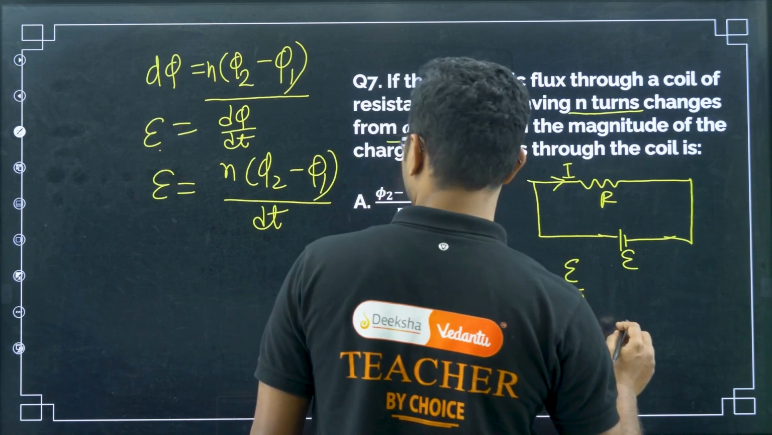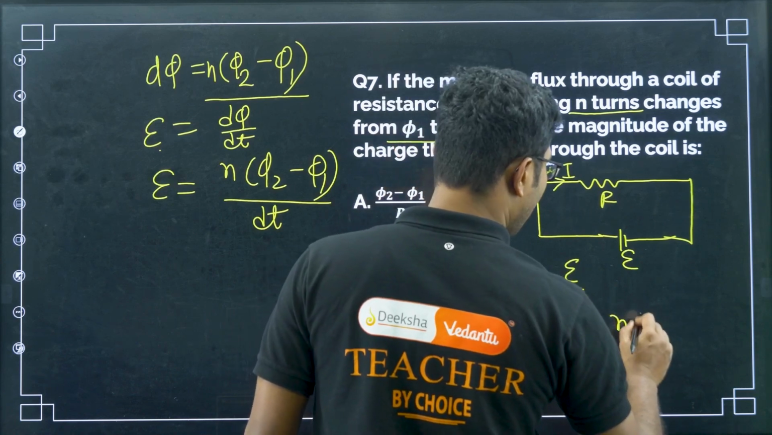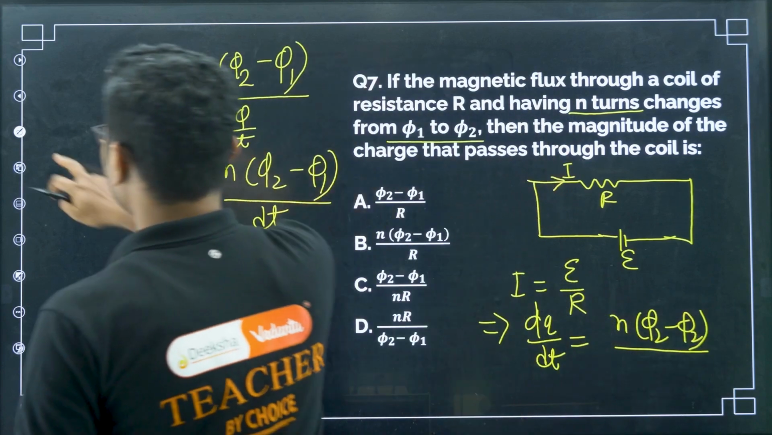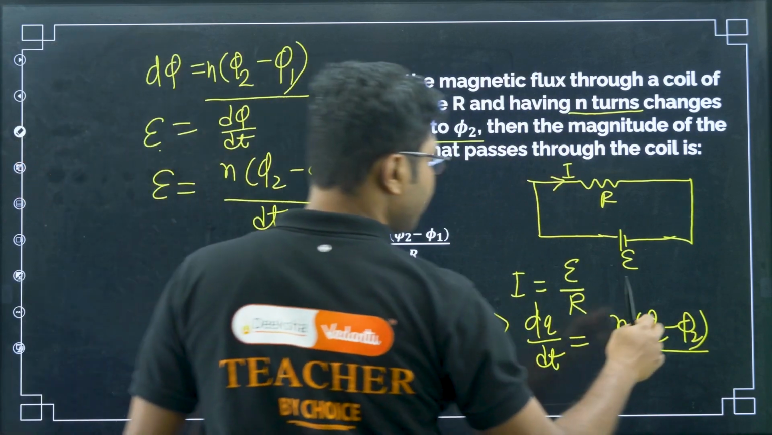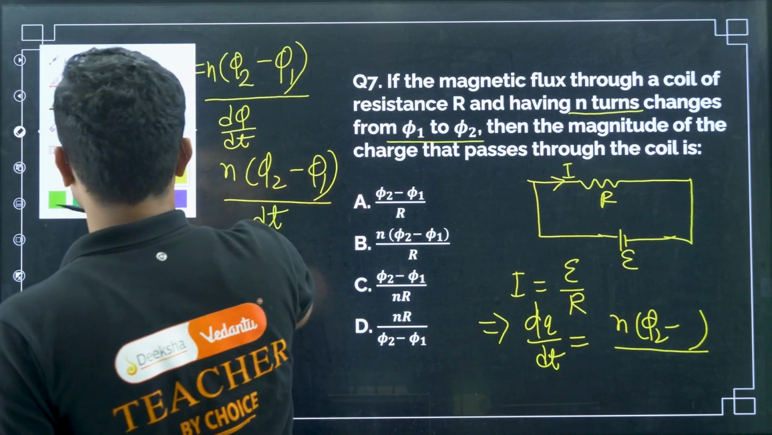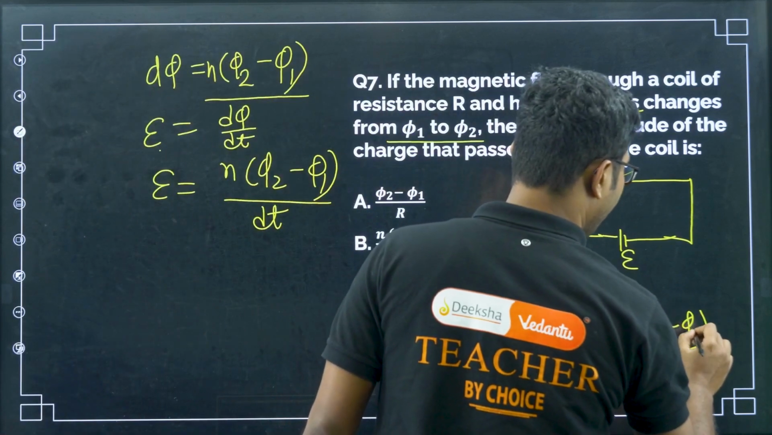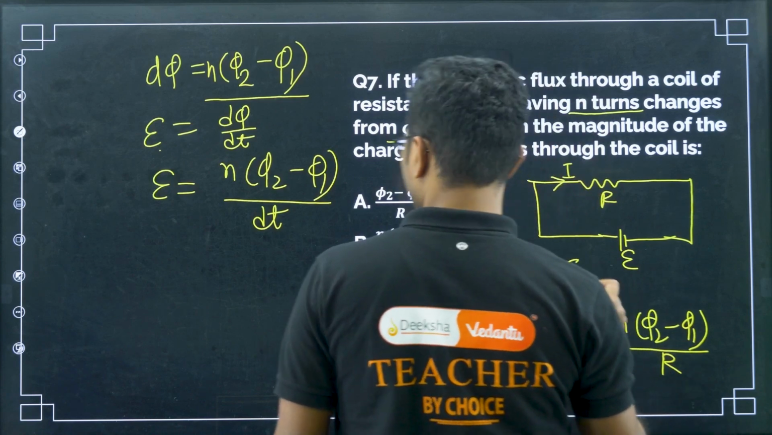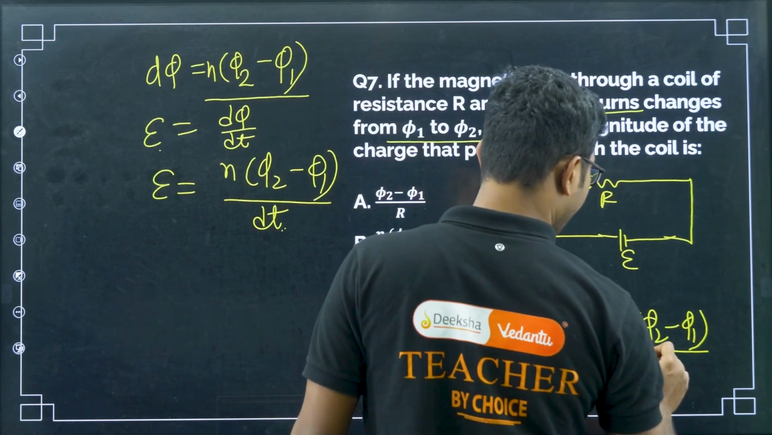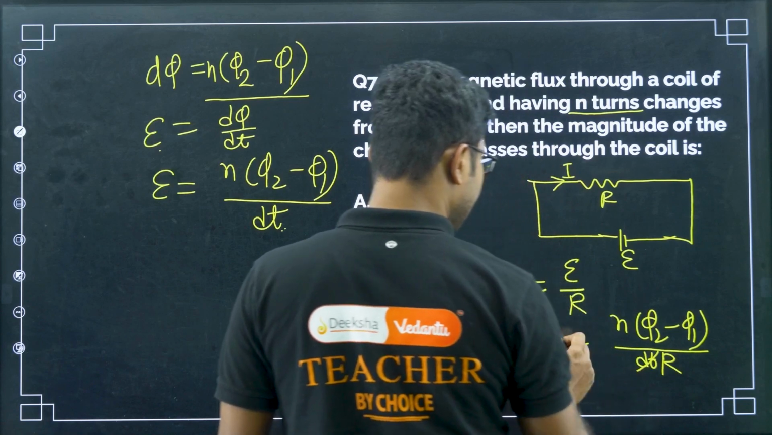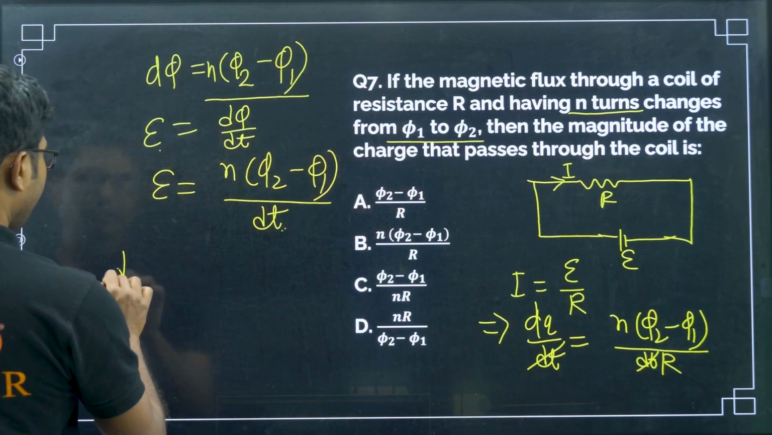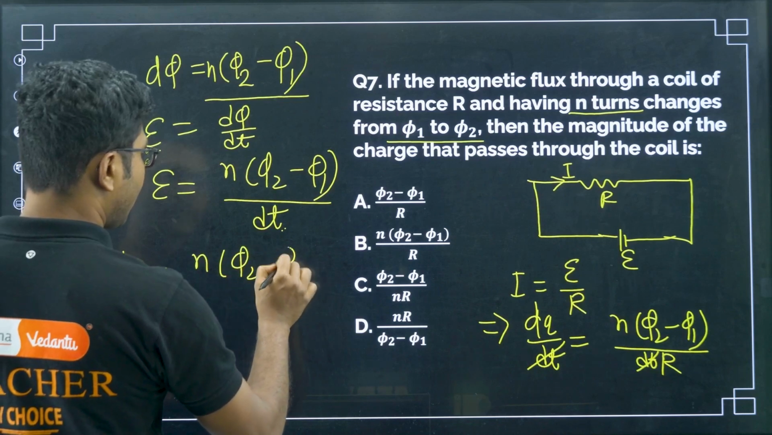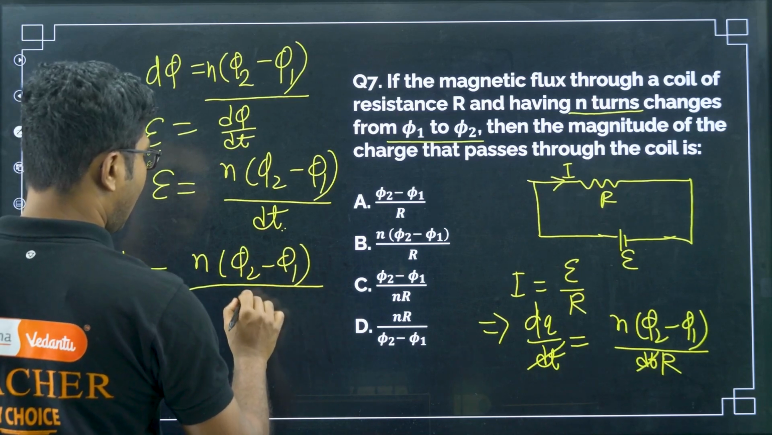So, this is a slightly higher level question, not super simple, but not super difficult as well. If you know the concept, okay, even without solving this you can answer it. Okay. How? I will tell you the shortcut as well. So, n times phi 2 minus phi 1 divided by R, right, and there is a dt here. So, dt you have to add here. Now, this dt cancels. So, dq, the charge that changes is n times phi 2 minus phi 1 divided by R, right.